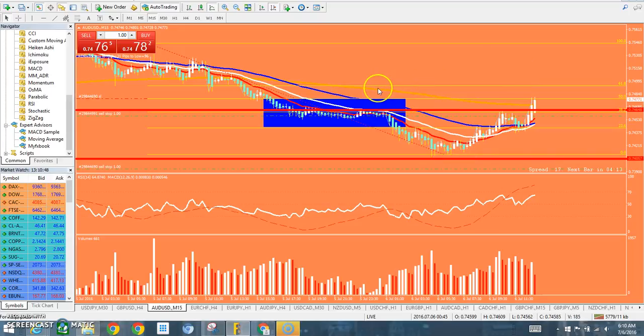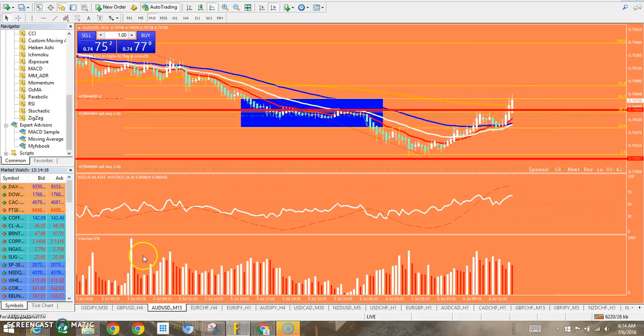Another one of my prime indicators that will help me identify the trend is the moving average, specifically the 200 moving average. As you can see, when price is below the 200 moving average, it's in a downtrend. When price is above the 200 moving average, it's in an uptrend.